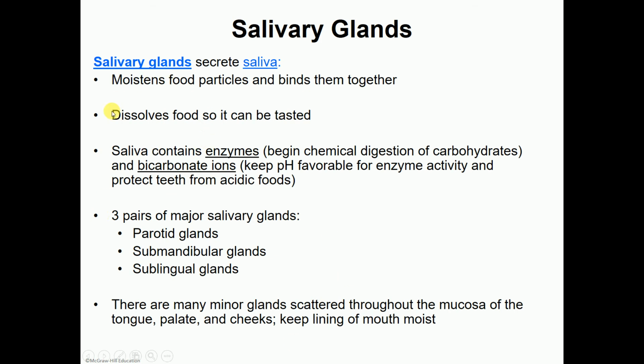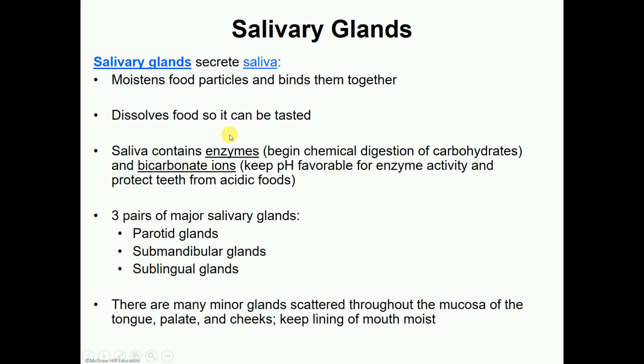So saliva helps in dissolving food so that it can be tasted. Remember when we talked about taste receptors, we said that they are chemical receptors, where we would have to change the chemistry of saliva in order for us to taste things. So again, saliva is there to dissolve food so that it can be tasted.